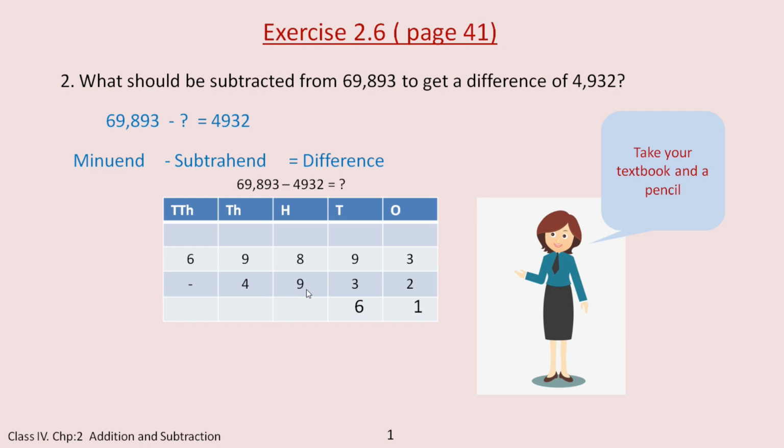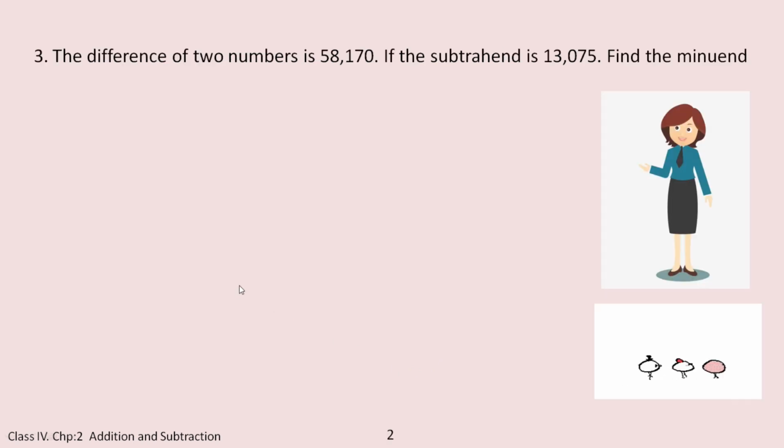8 minus 9 is not possible, so borrow next door. And hence 9 will change to 8 and 1 will be given to the hundreds place, that is, 8 will change to 18. So now 18 minus 9 will be 9, 8 minus 4 will be 4, and 6 here. Fine, so my answer is, my subtrahend will be 64,961. Clear?